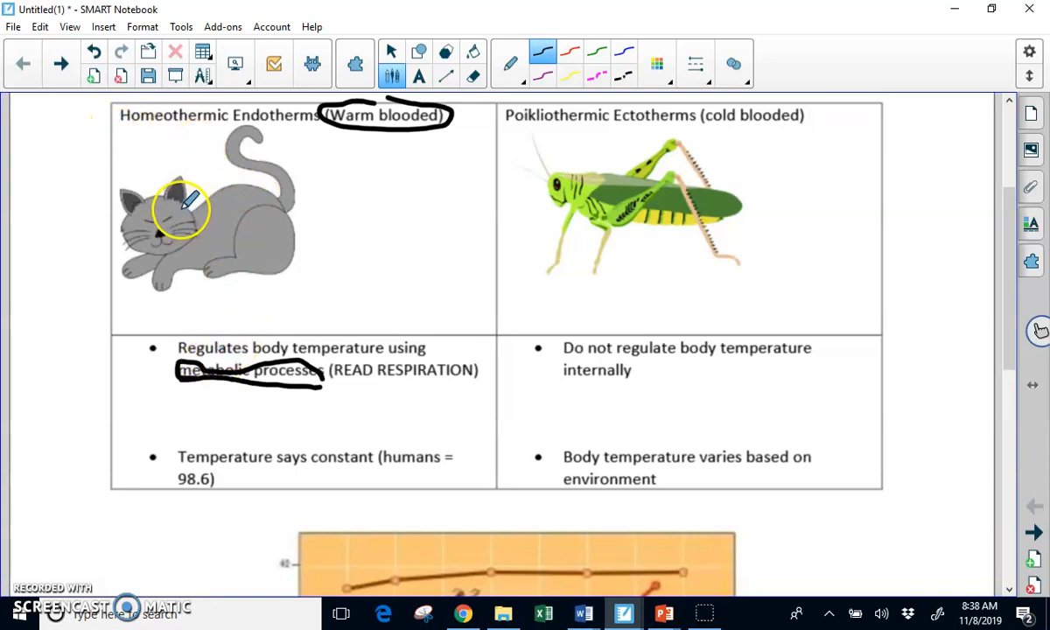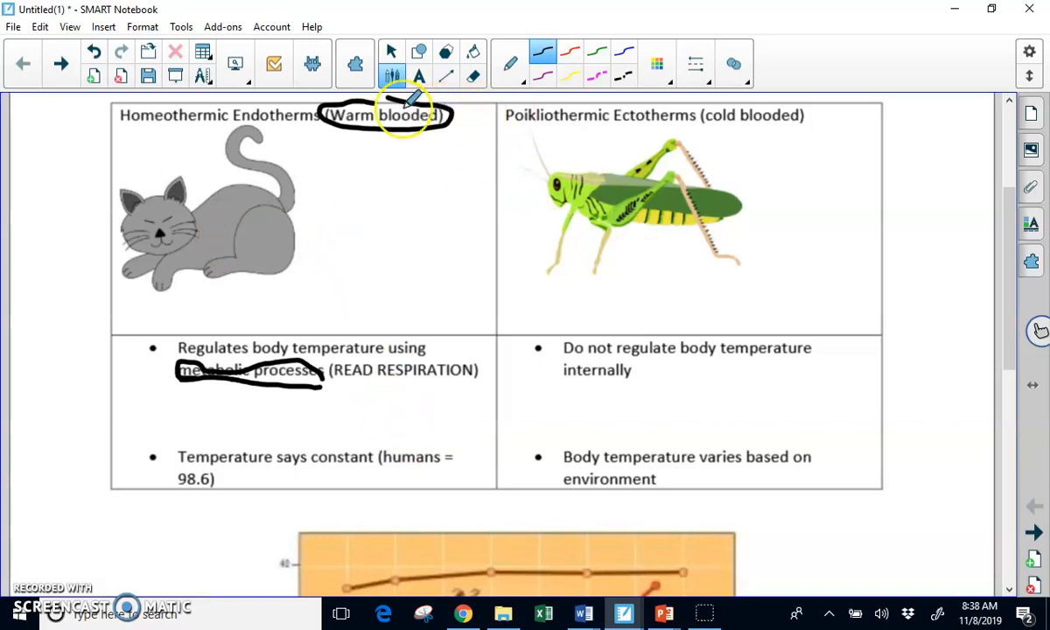And the body temperature, no matter what the temperature outside, if the endotherm is working correctly, will stay constant. For humans, the average body temperature is 98.6. Cats and dogs actually have a body temperature that's a little bit warmer. That's why they feel so warm to the touch. Their body temperature is around 99.5 on average, so they stay a little warmer than us.